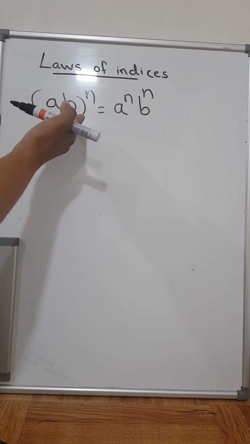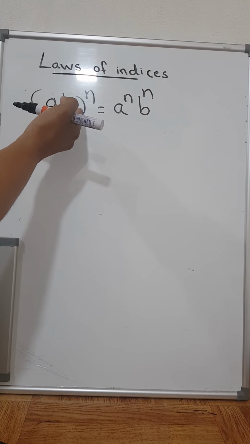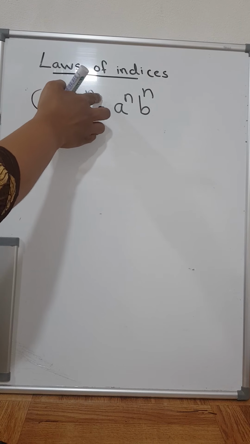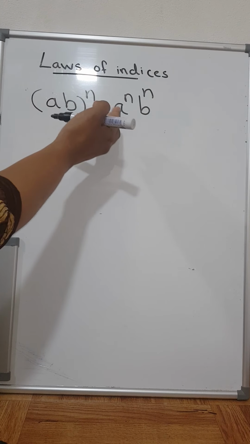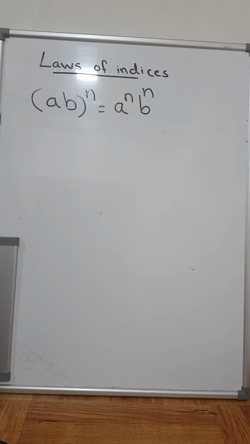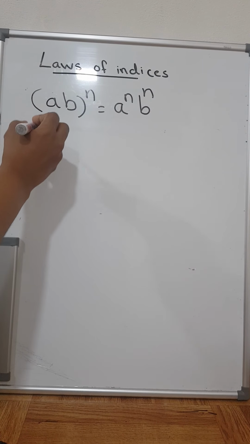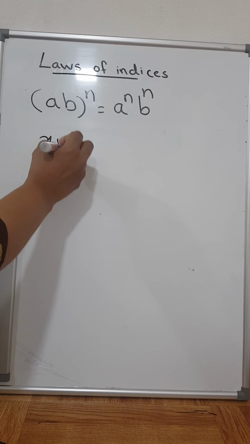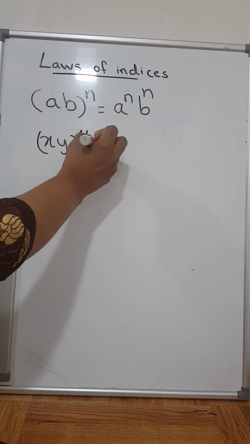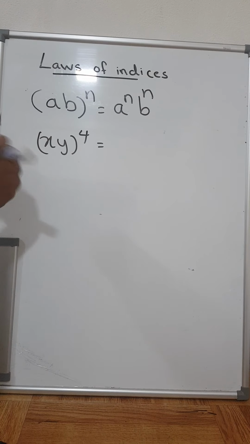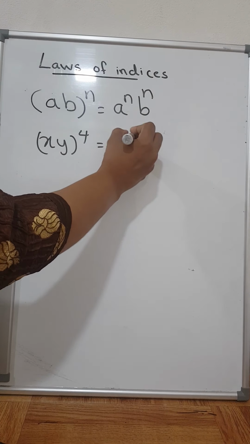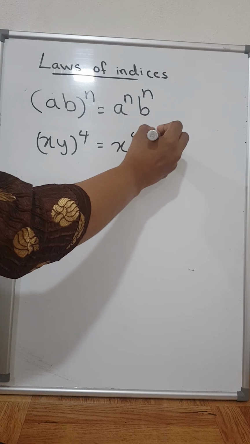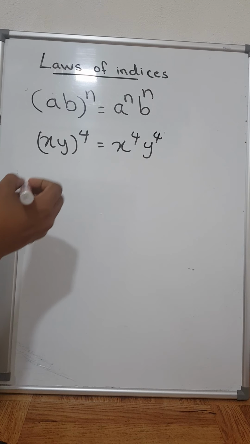You see here the bracket. The bracket means the power n is for both a and b. So when we remove the bracket, both a and b should get the power n. Let's see some examples. (xy) to the power 4. When we remove the bracket, both x and y should get the power 4. So it will be x to the power 4 times y to the power 4.